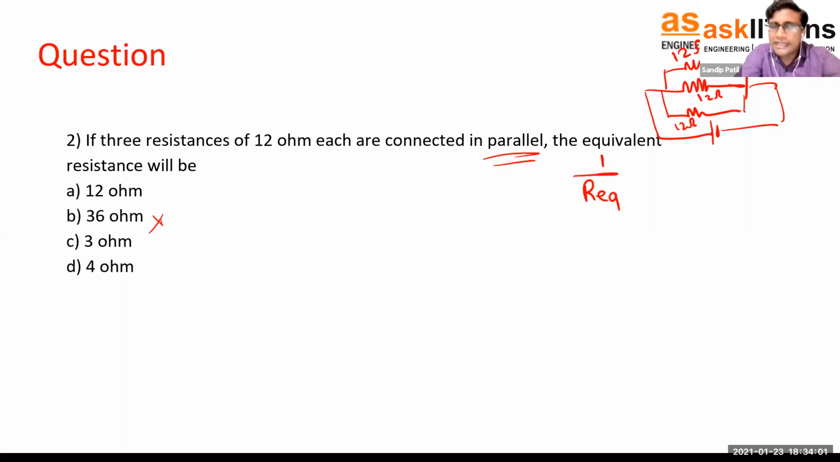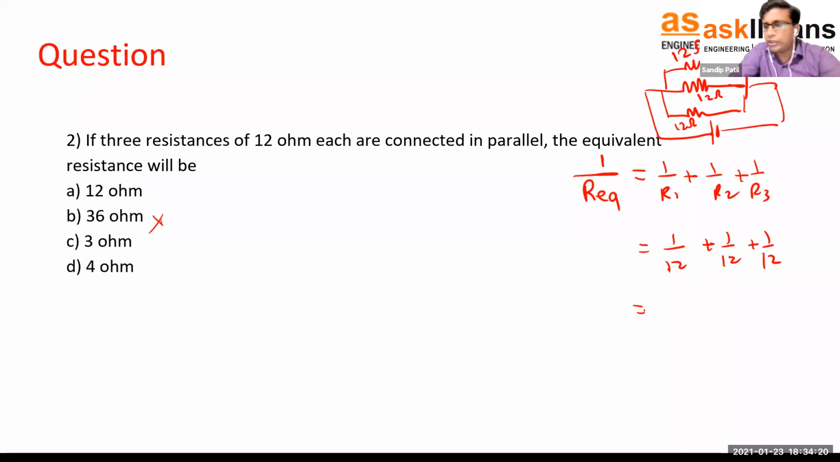In parallel, what is the formula? Remember, it is 1 upon R equivalent. 1 upon R equivalent means we again have to take the inverse when we get the final answer. Let's try to solve this. So 1 upon R1 plus 1 upon R2 plus 1 upon R3. So this is 1 by 12 plus 1 by 12 plus 1 by 12. As the denominator is the same, add all the numbers in the numerator. That will be 3 by 12, or 1 by 4. So is R equivalent 1 by 4?